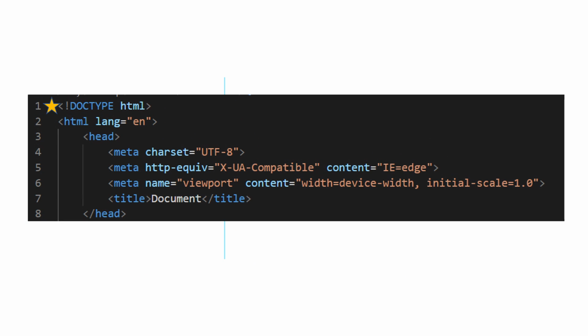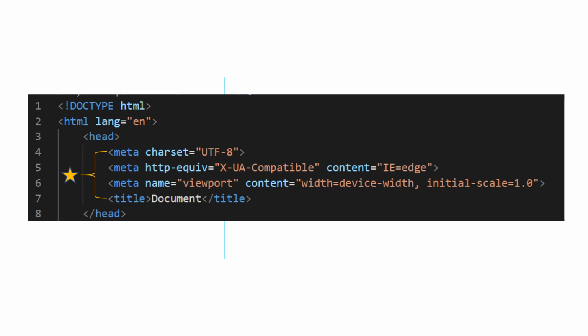At the top, we have the doc type tag, which tells the web browser that the document it is rendering is written in HTML. Next is the HTML tag, which has the attribute of language in English. The next tag is the head tag. Note how it is indented because it is a child of the HTML tag.